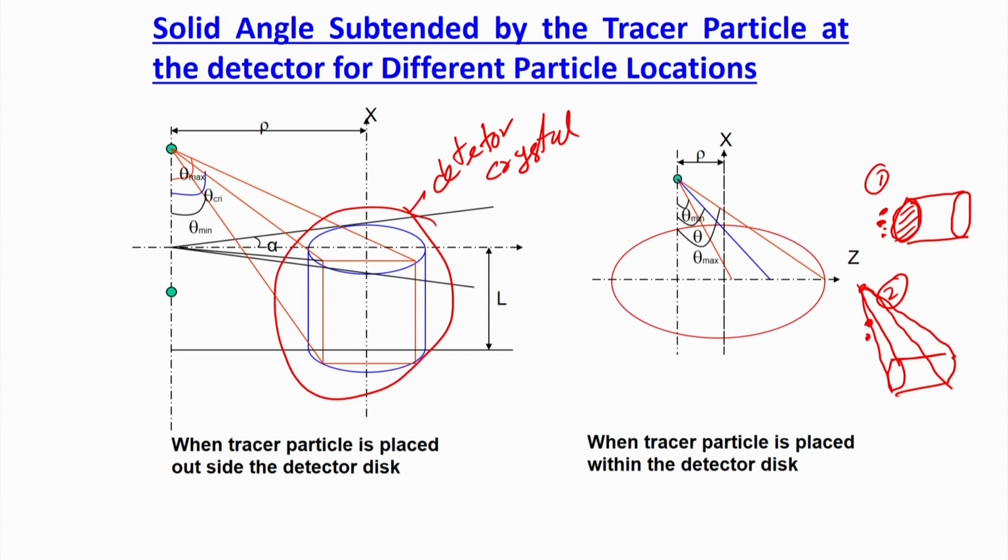So, it will make a solid angle, and all the photons will be incident within this solid angle only. Similarly, for this location it will also form a solid angle, a cone on the detector surface. All the photons being emitted will fall within this range, in this direction. So, we can find the solid angle for a particular position of the particle and the detector, and we know that all the photons will be incident within that solid angle only.